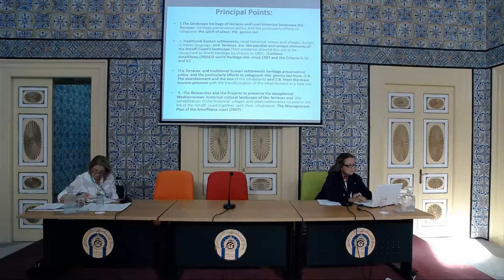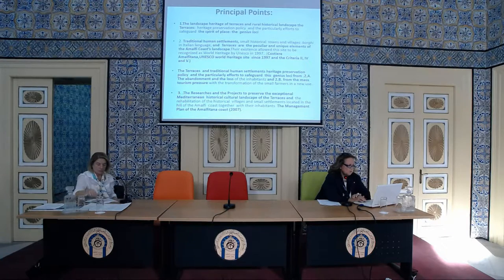The principal point, I don't know if I have this presentation in 15 minutes, but the point is the landscape heritage of terrace and the rural historical landscape. This is the spirit of the place, the genius loci, of Costiera Amalfitana. Traditional human settlement, small historical towns, and the terrace are the peculiar and unique elements of the Amalfi Coast. Amalfi Coast is in the UNESCO list for criteria 2, 4, 5. The terrace and the traditional human settlement heritage preservation is the safeguard of the genius loci of this ambience.